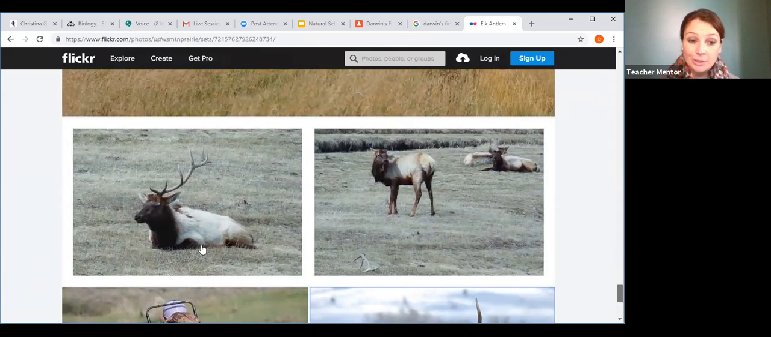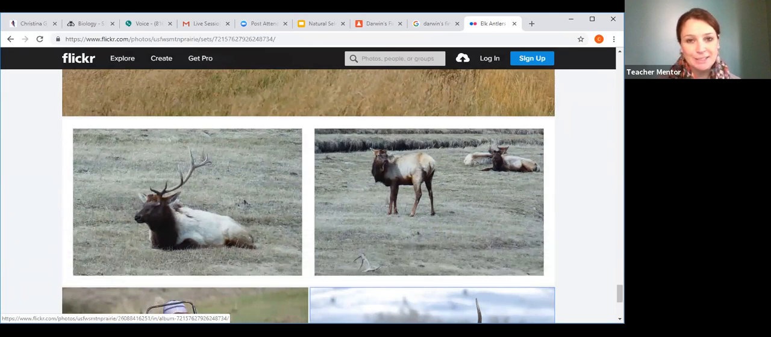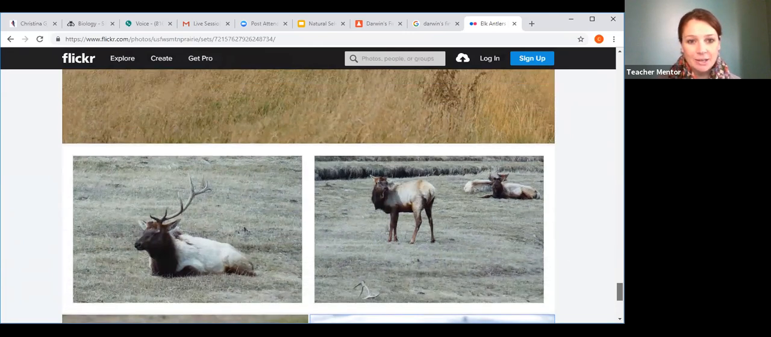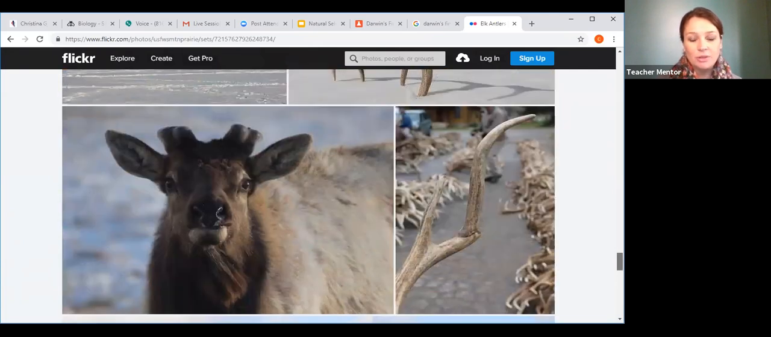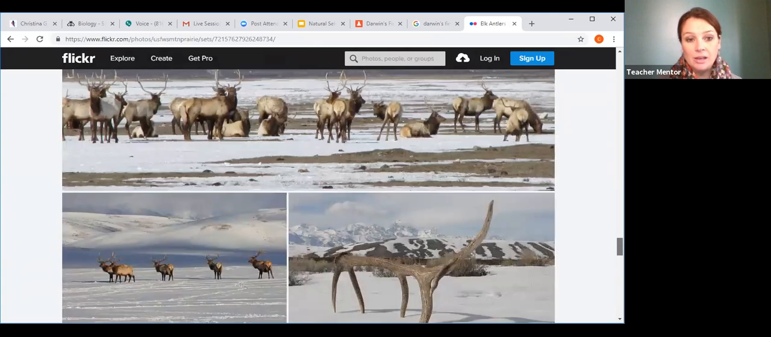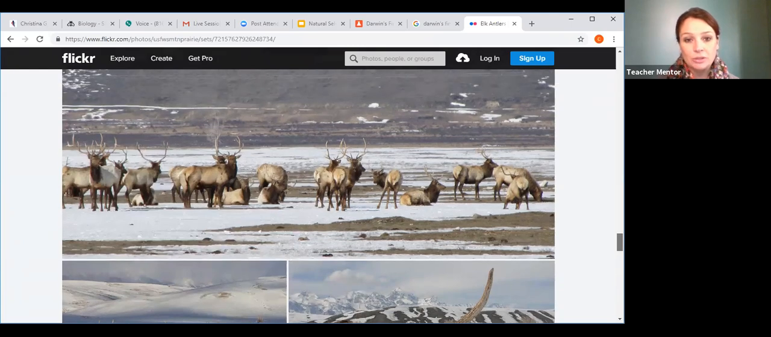Also, this one too, one of its antlers probably got knocked off again sparring. It's not gonna cut it. Let's see. So here are some beautiful elk with a nice symmetrical rack of antlers, and that's what the female cows are looking for to reproduce.